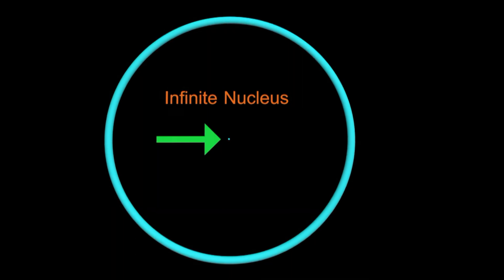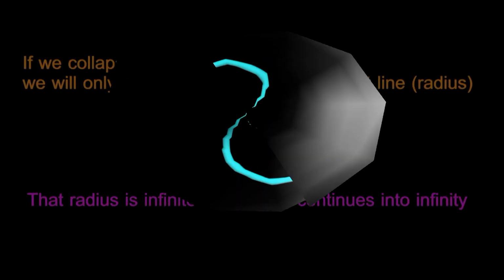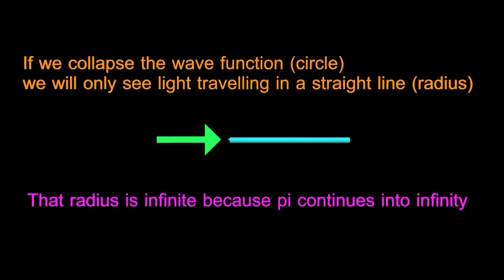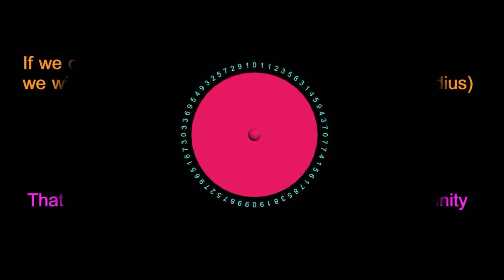That infinite point or nucleus is what scientists call a photon, and think of as an invisible, massless particle. That particle or photon only comes into existence when we collapse the wave function and see light as traveling in a straight line. But more on that later.